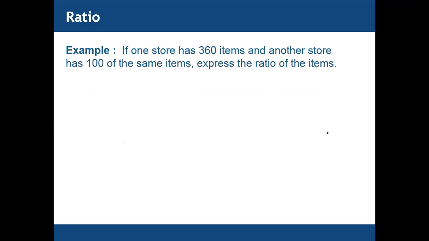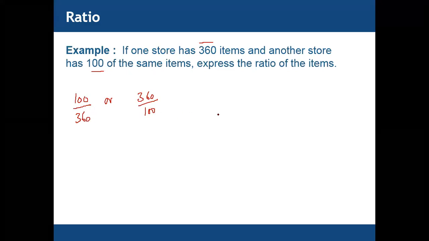For example, if one store has 360 items and another store has 100 of the same item, express the ratio of the items. Two stores, one store has 360, the second store has 100. So what is their ratio? You can write 100 divided by 360, or you can write 360 divided by 100.